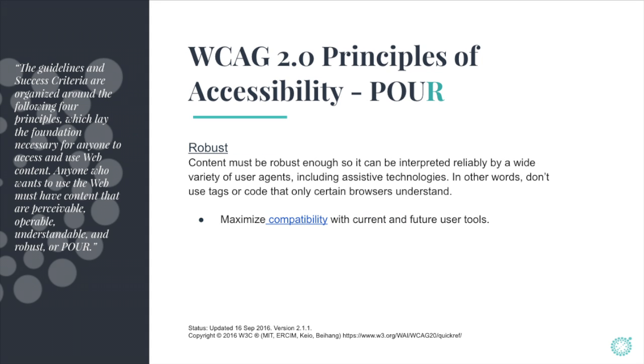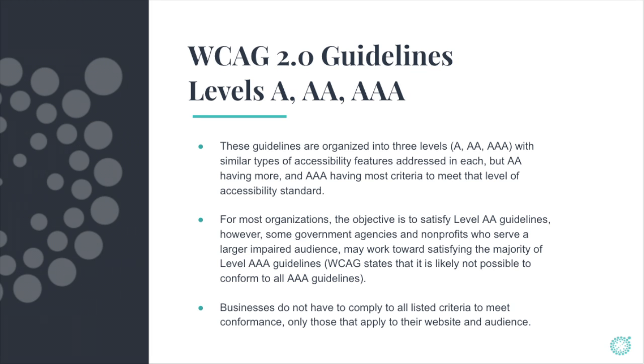The final principle is robust. Content must be robust enough so it can be interpreted reliably by a wide variety of user agents, including assistive technologies. In other words, don't use tags or codes that only certain browsers understand. So, for each of the WCAG 2.0 principles, there are guideline levels A, AA, and AAA. Similar types of accessibility features are addressed in each, with AA having more and AAA having the most criteria to meet the level of accessibility standard.